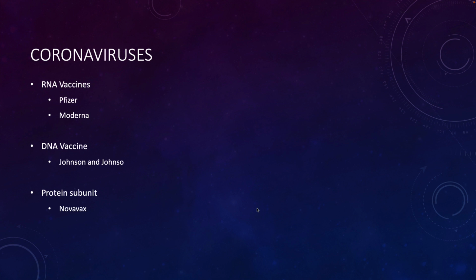For COVID-19, we do have vaccines. Some of the most common are listed here. You have our RNA-based vaccines from Pfizer and Moderna, the DNA-based vaccine from Johnson & Johnson, and the protein subunit vaccine from Novavax.